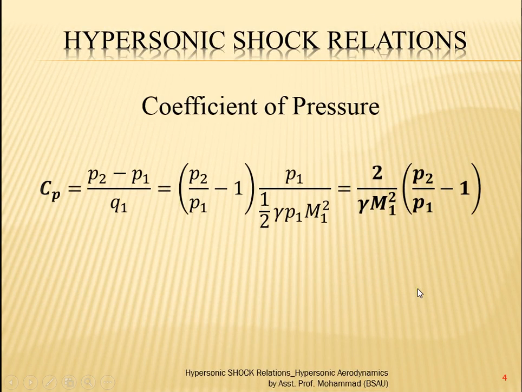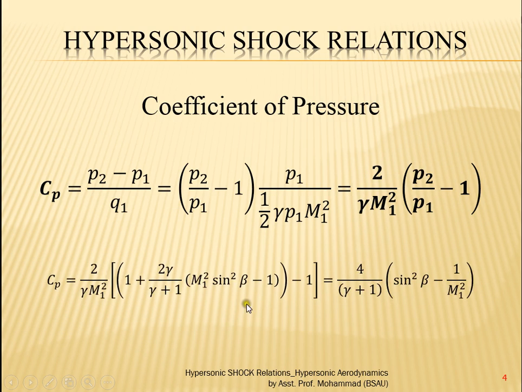Now in manipulating the coefficient of pressure, we can simply write it like this: P2 by P1 minus 1, because P1 has been divided over here, so we are multiplying also, and below this Q1 we are writing in the form of Mach number. So 1 by 2 gamma P1 M1 square is coming below, and P1 is here. Now simply this 2 goes there, and this P1 and P1 cancel each other, so it becomes like this. Now after putting this P2 by P1 ratio across the shock wave, we get it like this.